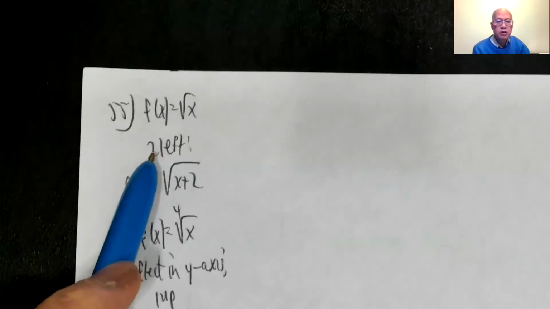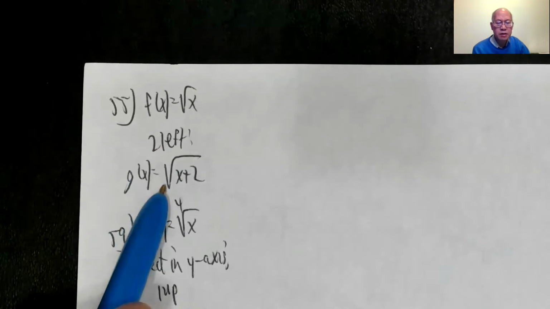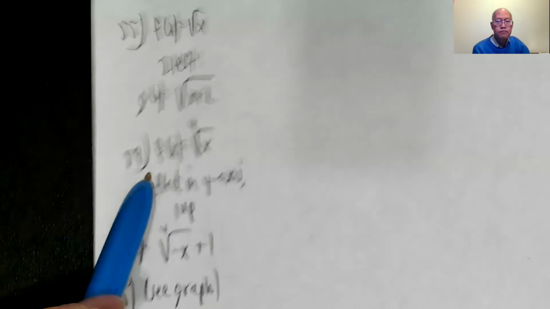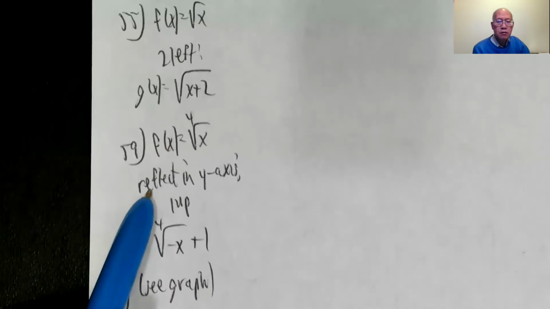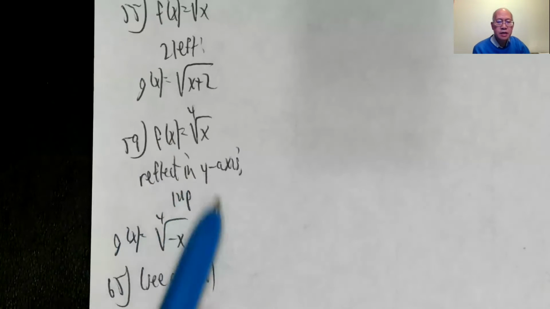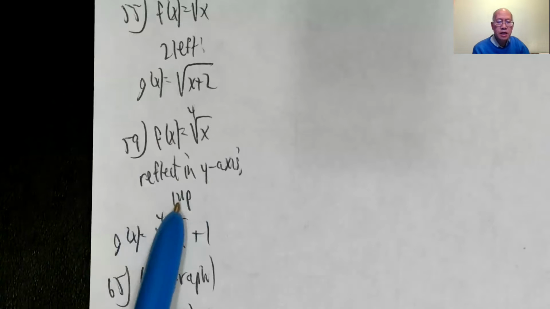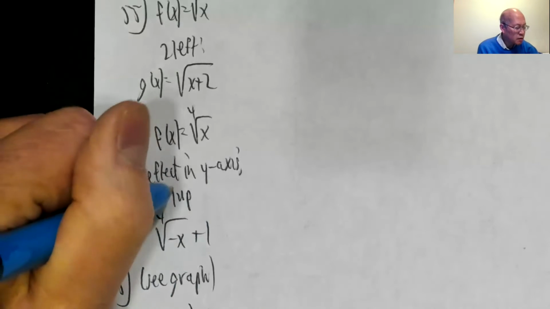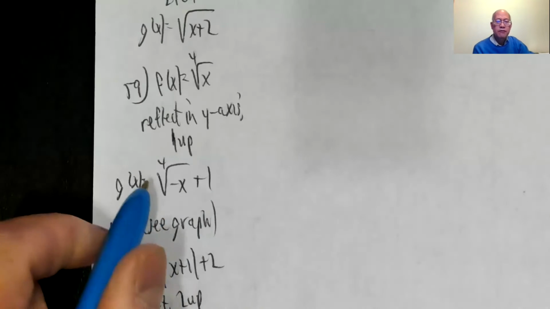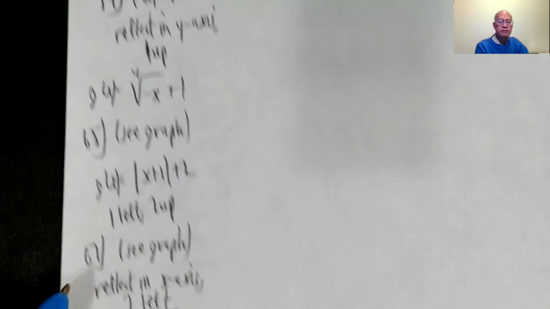55, f of x equals radical x. Move 2 to the left will make it radical x plus 2. 4th root of x, reflect in the y-axis. That'll be 4th root of negative x. And then move 1 up. That's a 1 there. Means 4th root of negative x plus 1.